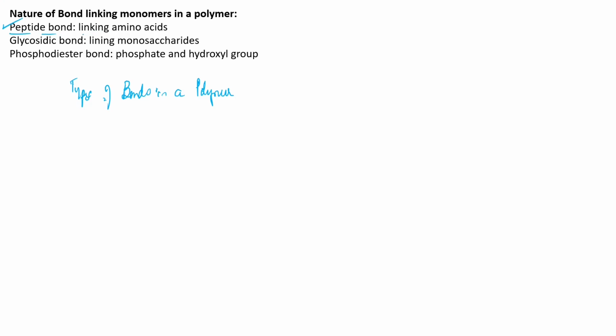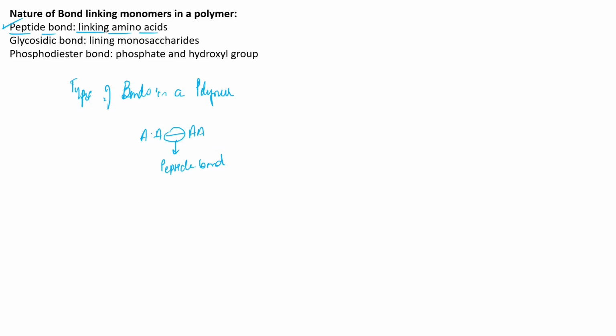Now the peptide bond is mainly involved in the linking of amino acids. So just a moment ago I had written that one amino acid is linked with another amino acid. The line that I have drawn over here is actually the peptide bond.